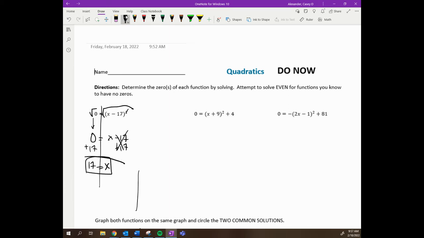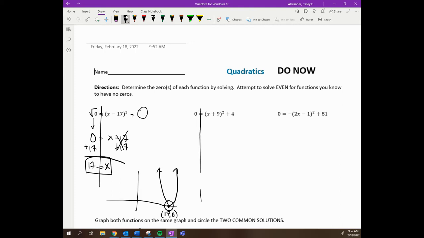Imagine for a moment the graph of this function, right? Since the way that it was written, this function here doesn't have a plus or minus on the outside, right? There's nothing out here. Then it would move 17 units to the right, and then it would open up, right? And so we can see that that vertex, which is at 17 comma 0, is the only 0. And that's what it looks like when you graph a function with only one 0.